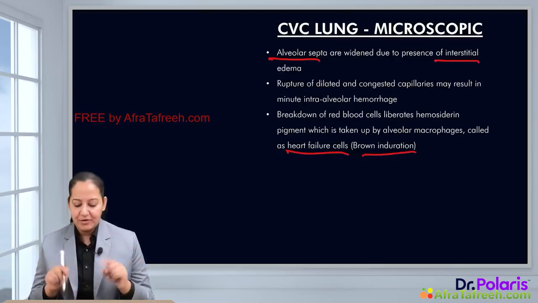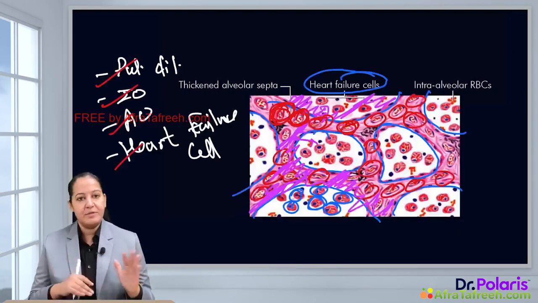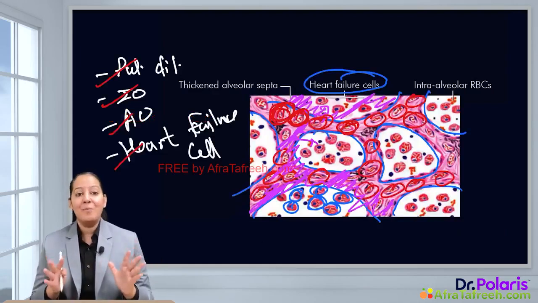The reason is hemosiderin laden macrophages. You can see here, so this is how you have to draw the diagram and describe the microscopic features. So that is all about the CVC lung.